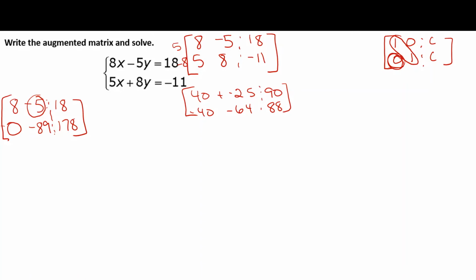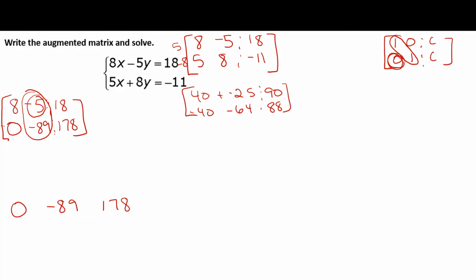So again, this time I'm going to keep my bottom row: 0, negative 89, and 178. And I'm going to change up my top row. So now I have a 5 and an 89, and I want to get those to multiply together. Let's see what happens when I add them together and get 0, so I can get rid of this 5 up here.